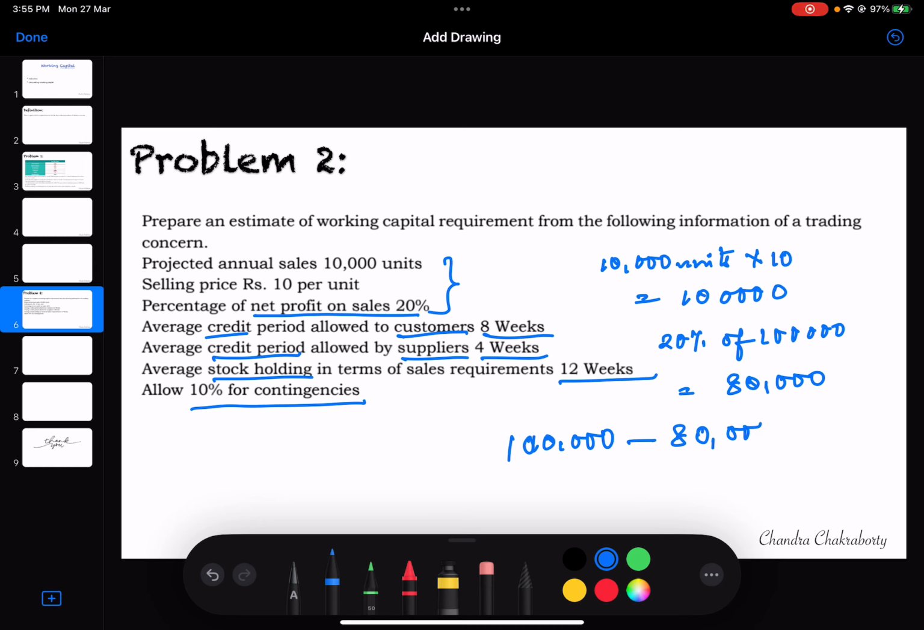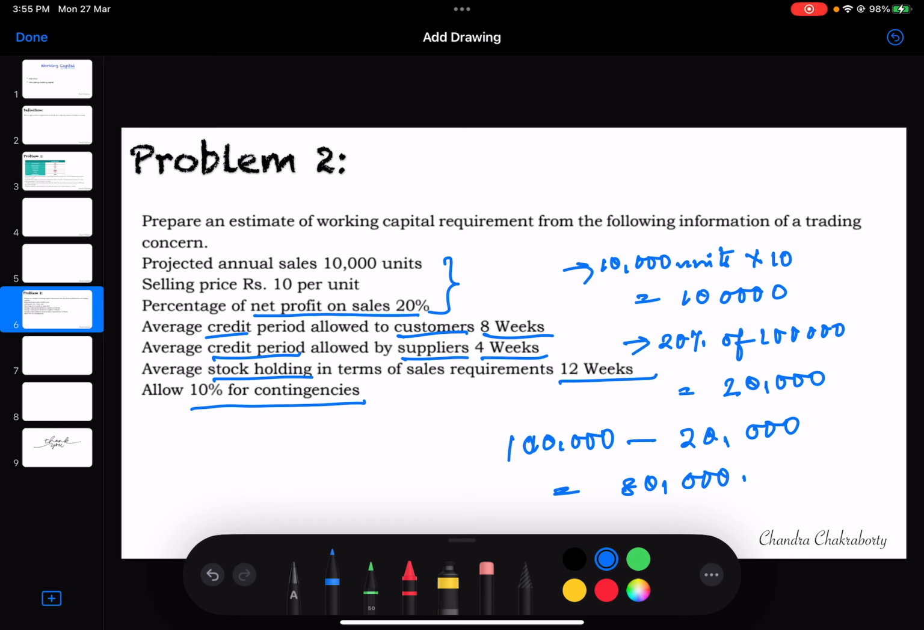So now you have to deduct 80,000 out of 1 lakh, and this will sorry, I just made a mistake. Okay, this will be 20,000, right? And here you have to deduct 20,000. This will give you 80,000, right? Done. So I hope you have understood these 2 things.